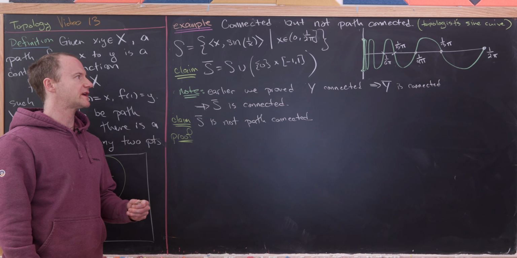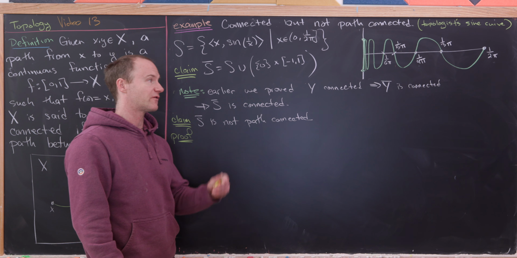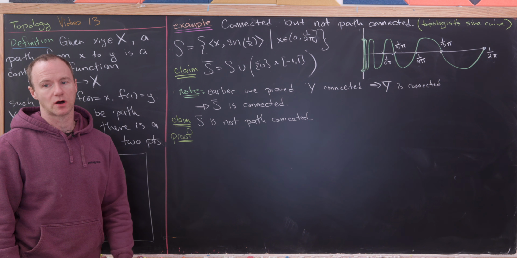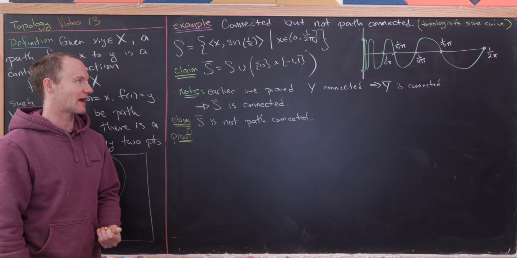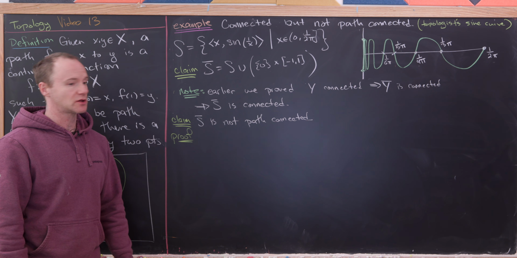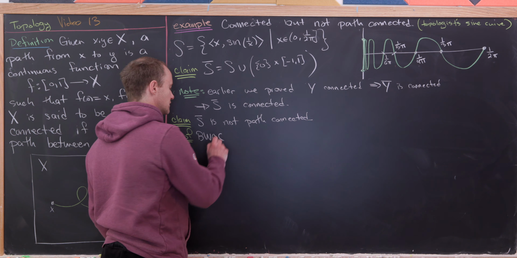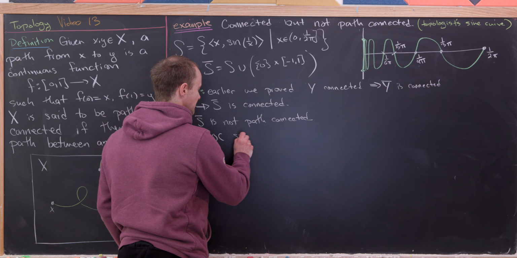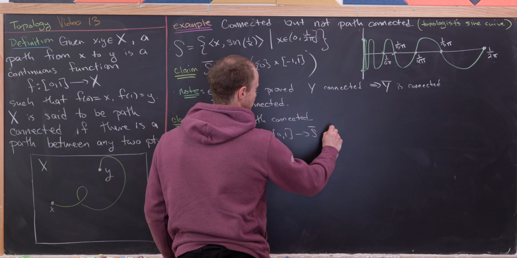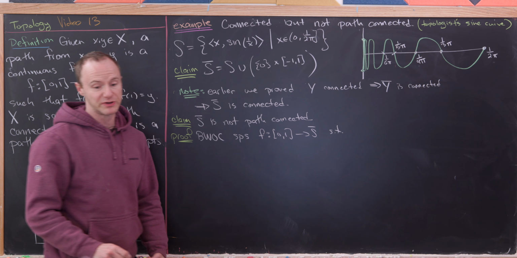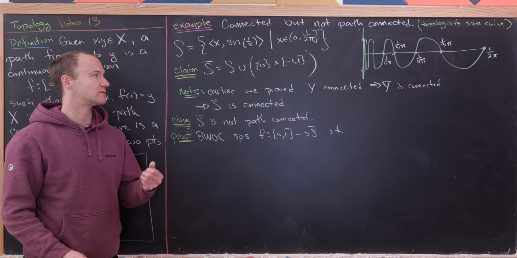Before we get started, let's note that earlier in my homework exercise, we proved that if Y is connected, then the closure of Y is also connected. That means this closure of S is connected, just applying that result. Now we want to show that this closure of S is not path connected, and we're going to do this by way of contradiction. So suppose we've got a function from [0, 1] to S bar that is a path between the origin and a carefully chosen point on the S part.